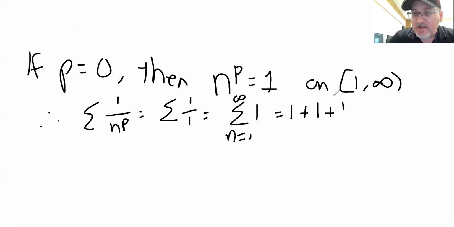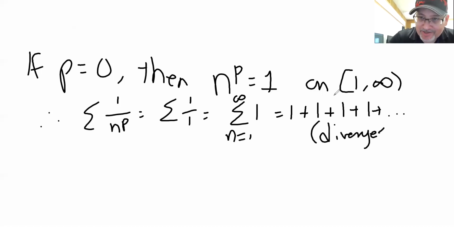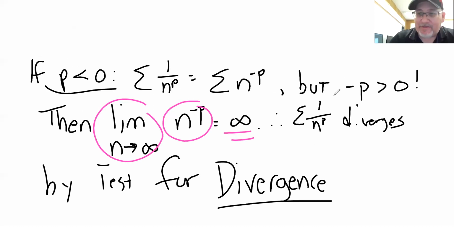N equals 3, n equals 4, and so on. And this clearly diverges. Adding a bunch of 1s will not settle down to get closer to infinity. So when p is 0, we have divergence. And when p is less than 0, we have divergence. So now what we have to do is analyze what happens when p is positive.